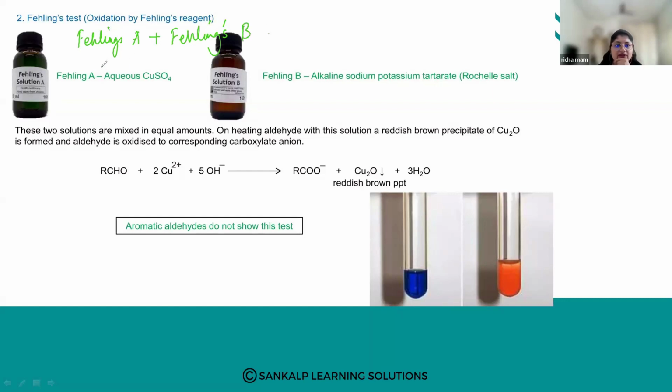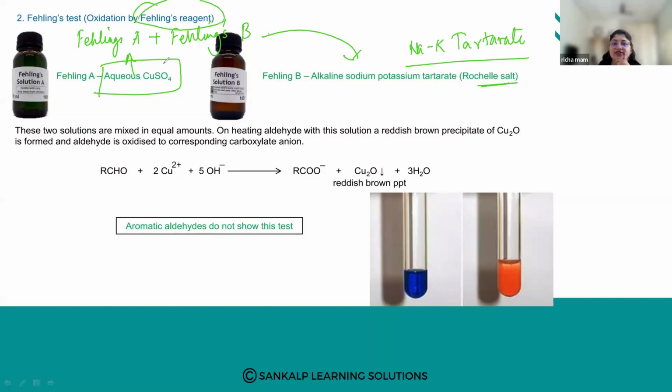So Fehling's A is what? Aqueous copper sulfate solution is Fehling's A. And what is Fehling's B? It is a sodium salt, that is sodium potassium tartarate, which is called Rochelle salt. When alkaline sodium potassium tartarate is mixed with aqueous copper sulfate solution, you get Fehling's reagent. If they ask, you have to mention Fehling's A is aqueous copper sulfate solution, and Fehling's B is alkaline sodium potassium tartarate solution, that is Rochelle salt.